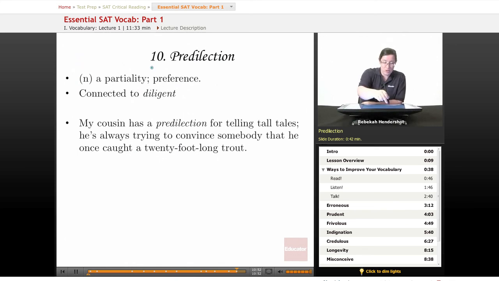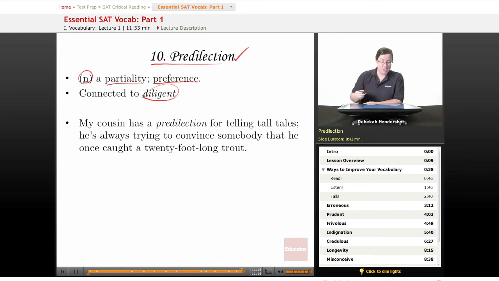And finally, our 10th word is predilection. It is a noun meaning a partiality or preference. Okay, so somebody's a little bit partial to something, they have a habit of doing something, they have kind of a thing about it. It is, oddly enough, connected to the word diligent. Generally, people with predilections are very diligent or assiduous in pursuing those predilections.